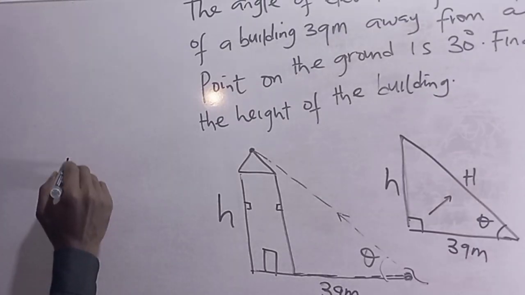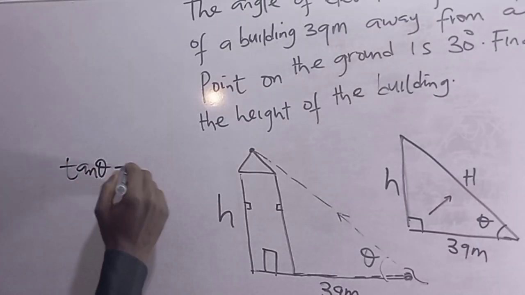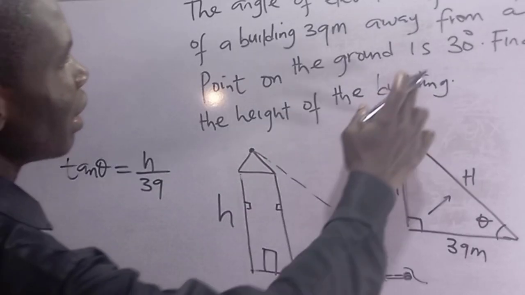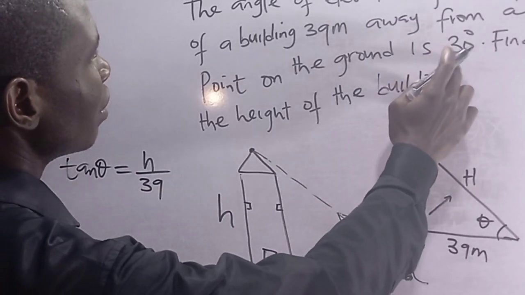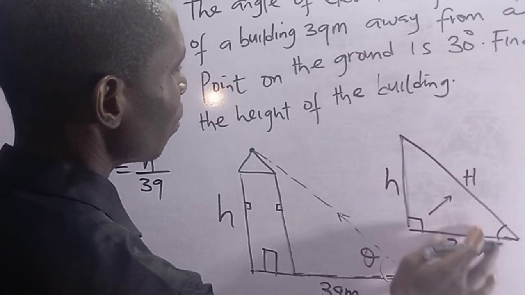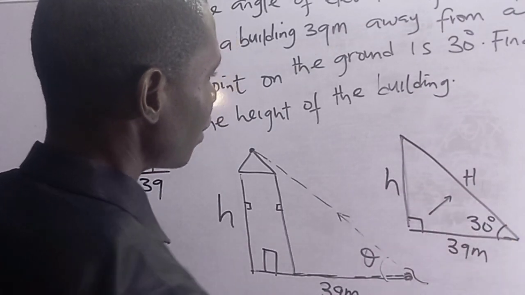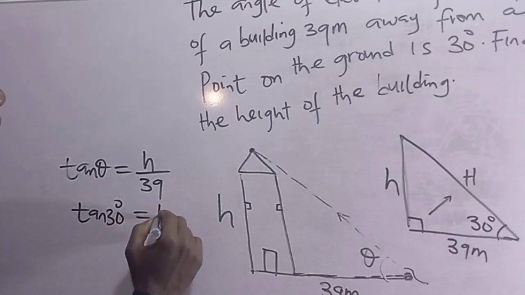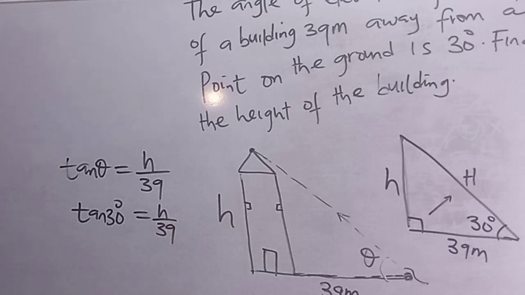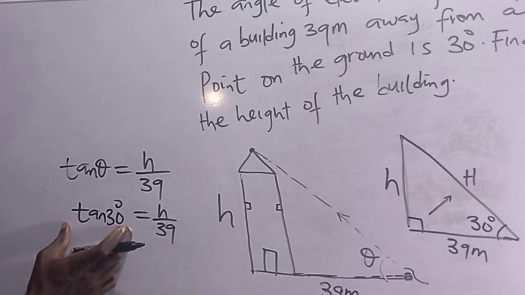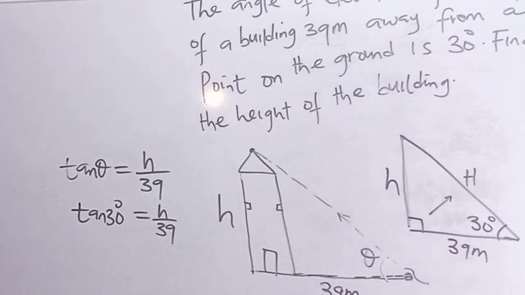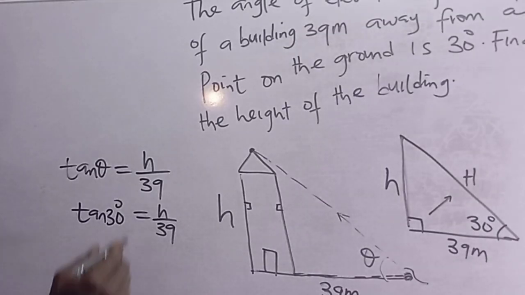So we have it here as the tangent of the given angle is equal to h all over 39. But here the angle is given to be 30 degrees. So this becomes tan 30 degrees is equal to h all over 39. 30 degrees is a special angle. Special angles are angles such that their trigonometric ratios can be determined without the use of either tables or calculator.